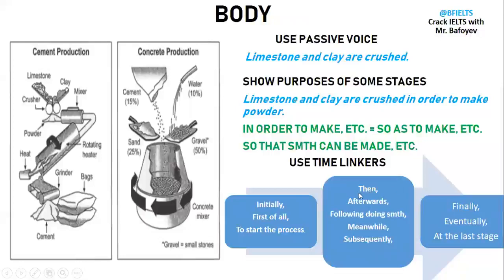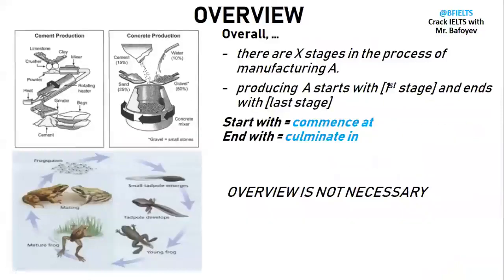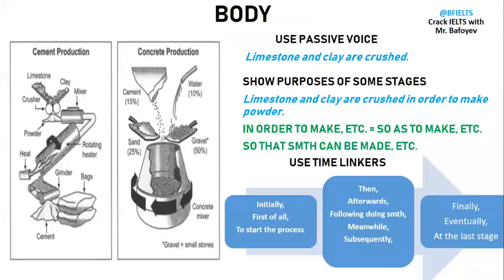Okay, almost the same is true. You have to use time linkers there too. Sometimes you can show purposes there, like having turned into a mature frog, frogs start looking for a mate to produce frog spawn, for example. Or a mating partner to produce frog spawn, for example. I don't know. You can use purposes there, you can use time linkers there, but refrain yourself from using passive voice in order to describe stages. Refrain means avoid, keep yourself from.